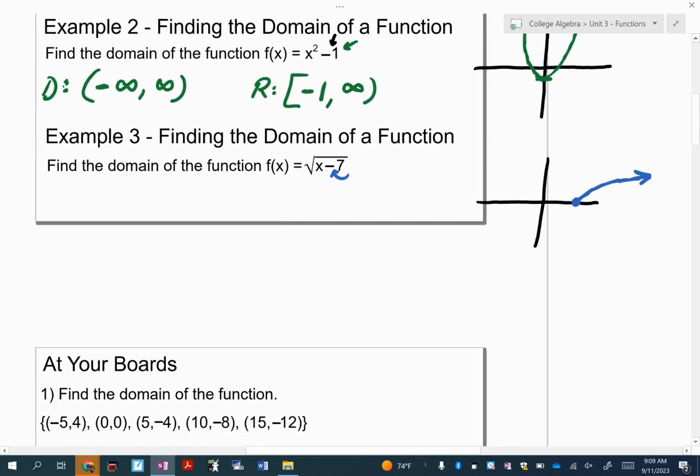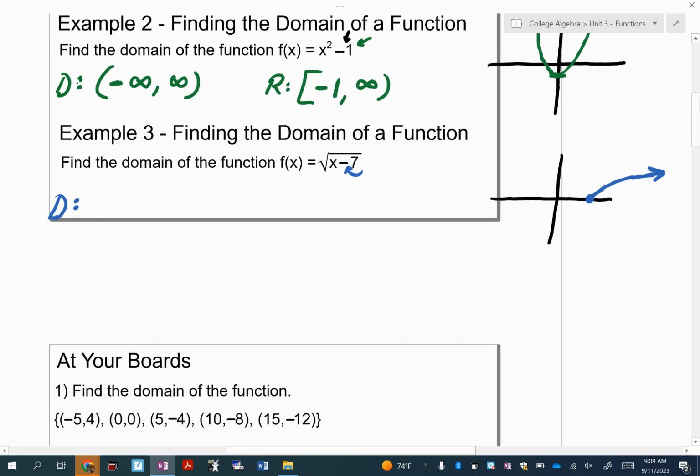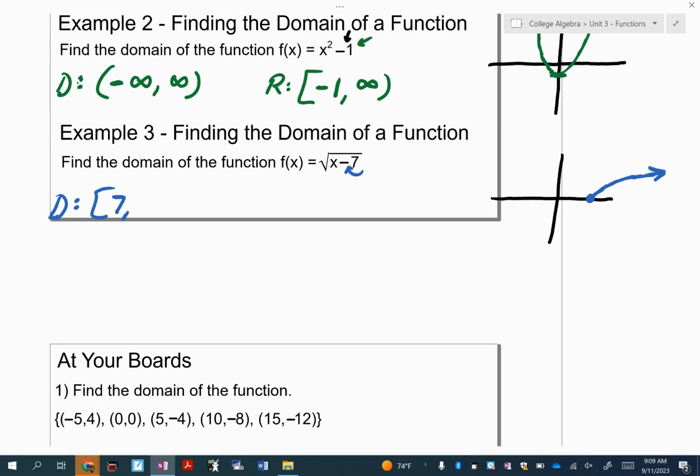All right, so the domain, and you probably could figure this out even without the sketch, right? But the domain, the lowest x value is actually going to be 7. And you can think about this. If I plugged in 7, 7 minus 7 is 0, and the square root of 0 is 0. But if I plugged in anything below 7, like 6.95, when I subtract that, I'll get a negative value. And we can't do the square roots of negative numbers.